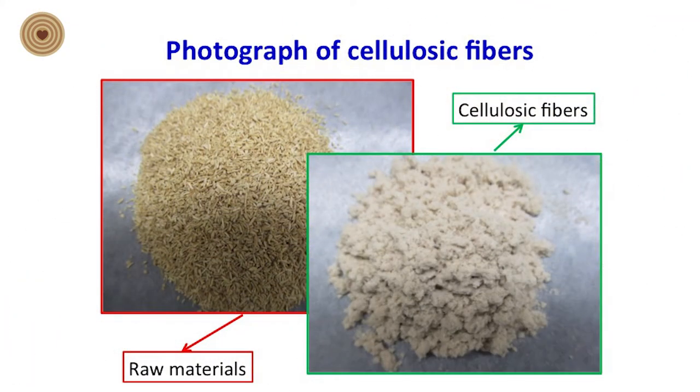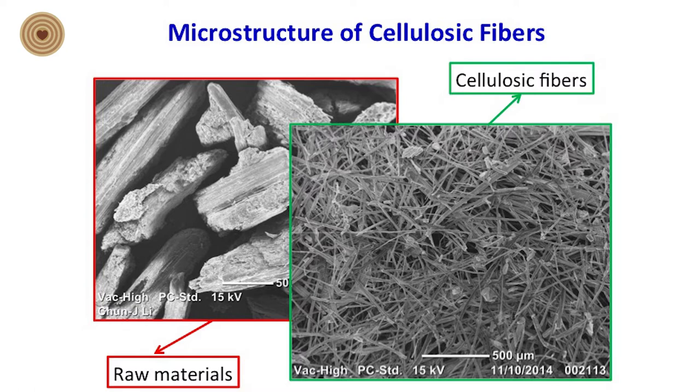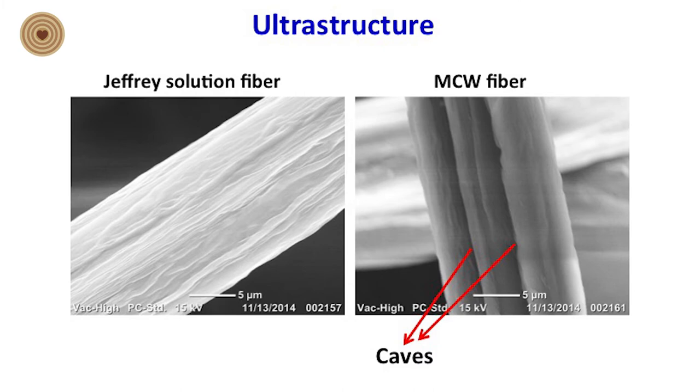So this is just to show, when you use a microwave, you extract cellulose fiber from the bamboo fiber, and the cellulose fiber comes from the raw material, like this is what we put in there, and then you come up with this kind of cellulose, filtered through this type of cellulose. When you study the fiber, Jeffrey's solution fiber is one that people consider less affected by the chemical treatment.